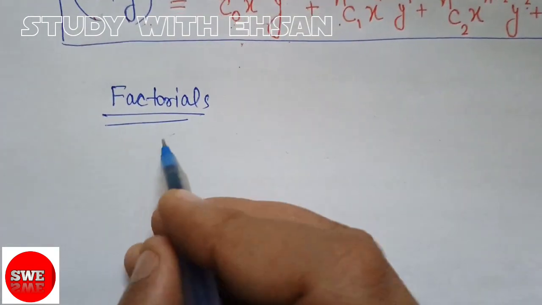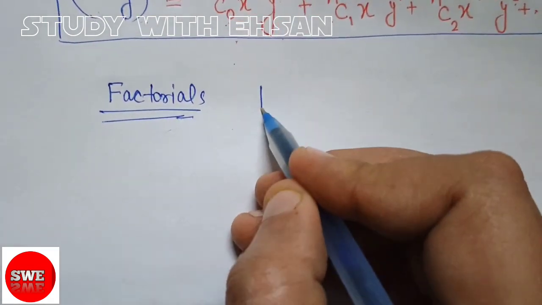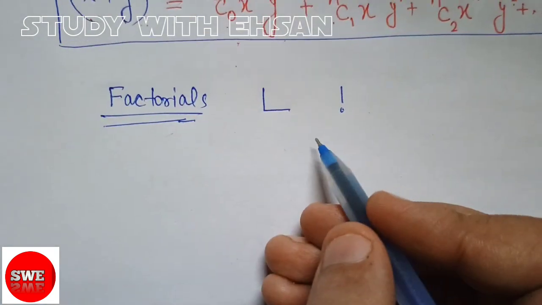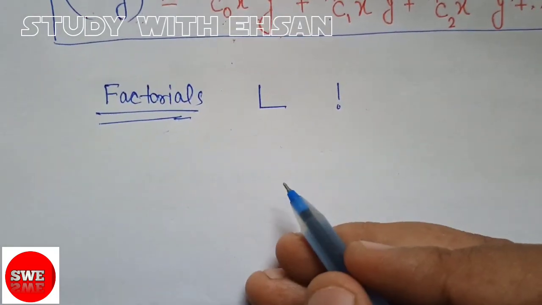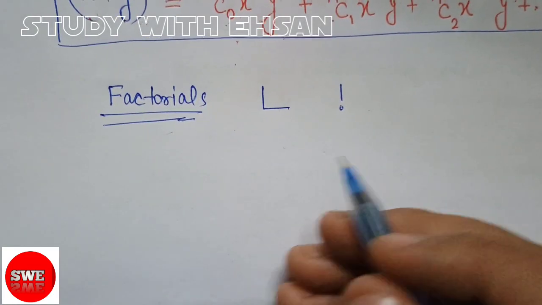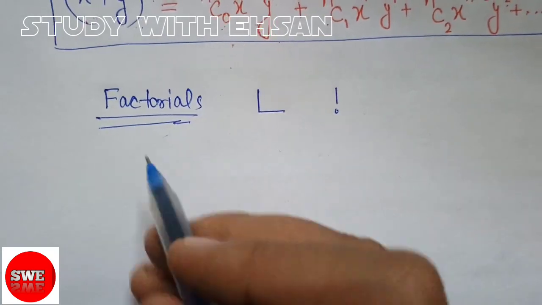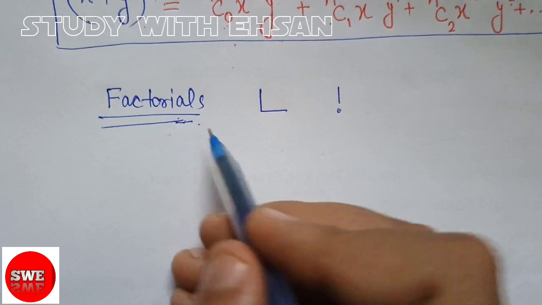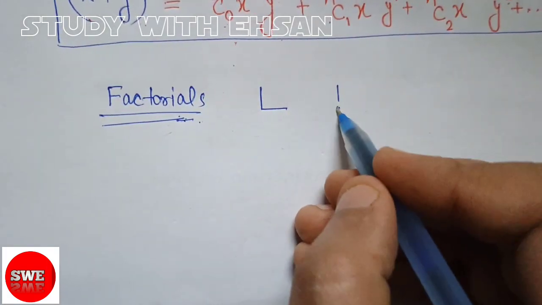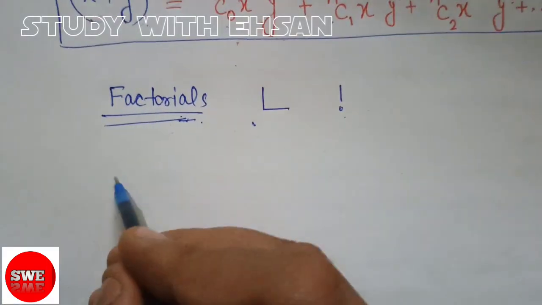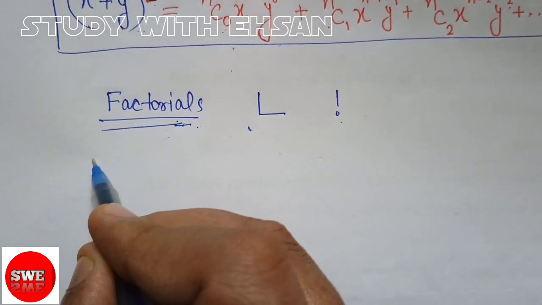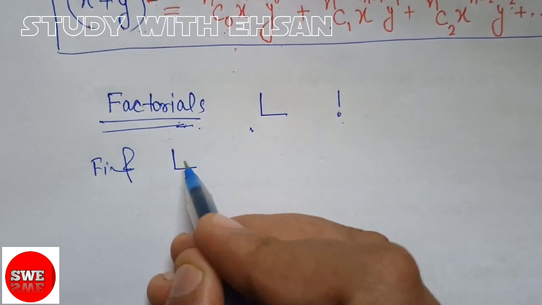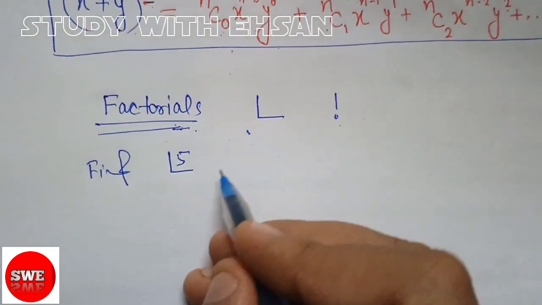What are factorials? See, the symbol of factorial is either this one or this one. And how do we find factorials? In this video, I am going to make you understand the binomial theorem completely, so it is very necessary for you to understand what factorials are. The two symbols of factorials are this one and this one. For example, if you have to find, and it is written here, find factorial 5, then how will you find it?